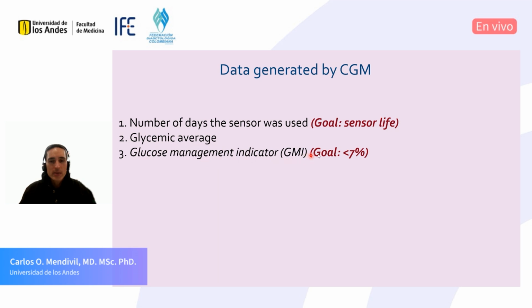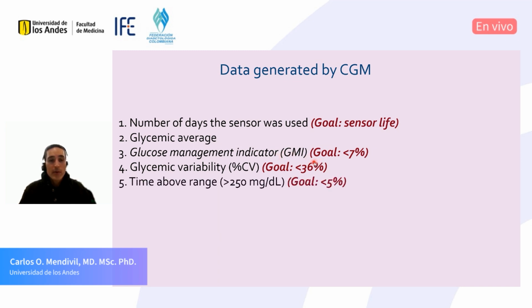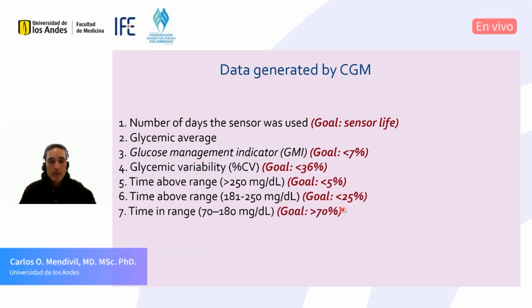The GMI, which is an estimated HbA1c, according to the area under the curve of the whole trace. Number four is glycemic variability, the percent coefficient of variation in your measurements, and the goal is to have less than 36%. The time above range: for what percentage of the time were you above 250? The goal is to be at that level less than 5%. Time above range of 180 to 250, and you should be there less than 25%. Time in range, which is the primary measurement we're interested in: you should be in the range between 70 and 180 more than 70% of the time.